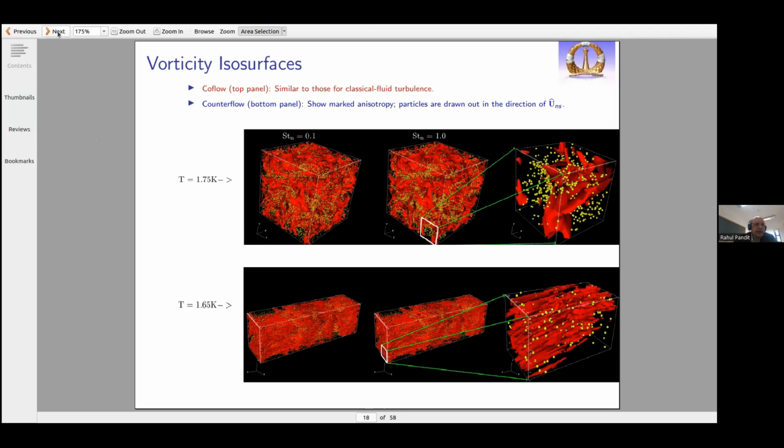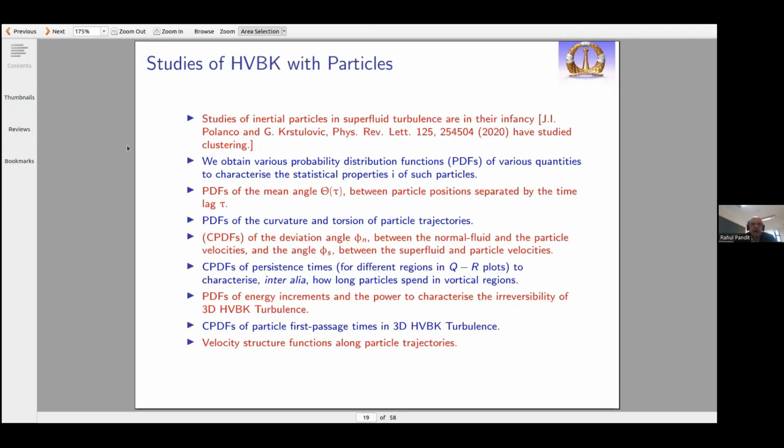All right. If so, then what? Well, studies of inertial particles in superfluid turbulence, if I compare them with the huge number of studies that have been carried out for classical fluid turbulence, are in their infancy. While we were doing this work, there was also some work from the group of George Apostolakis and his postdoc Polanco, who studied clustering of inertial particles in such flows.